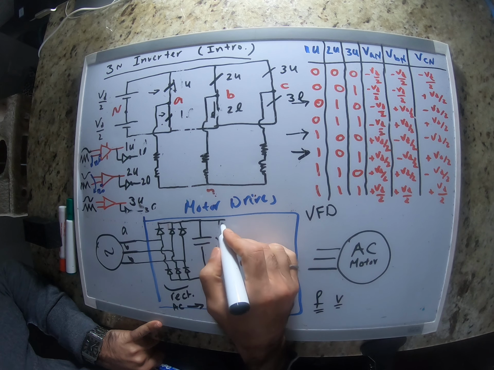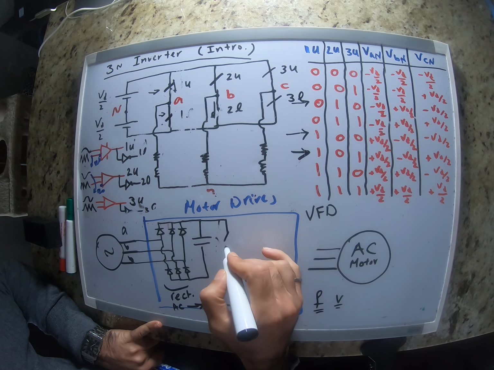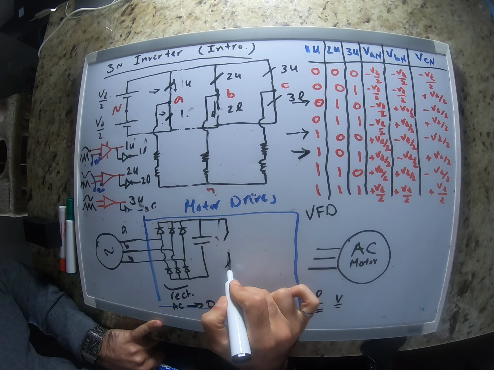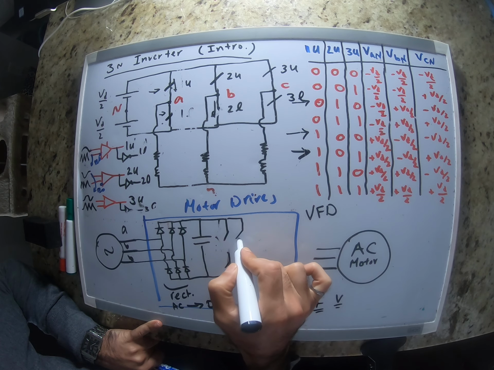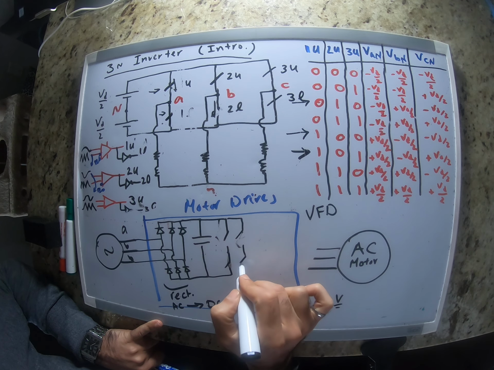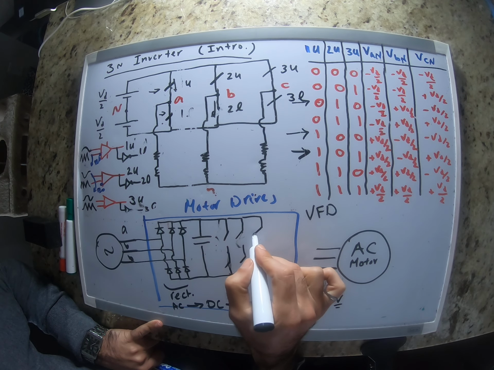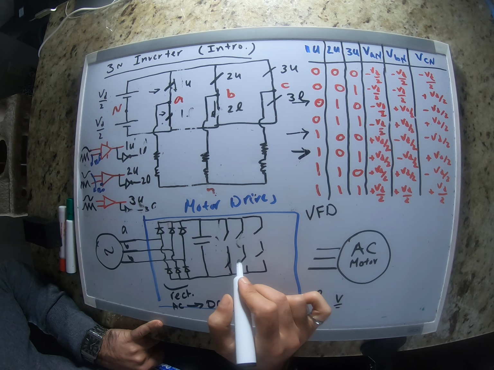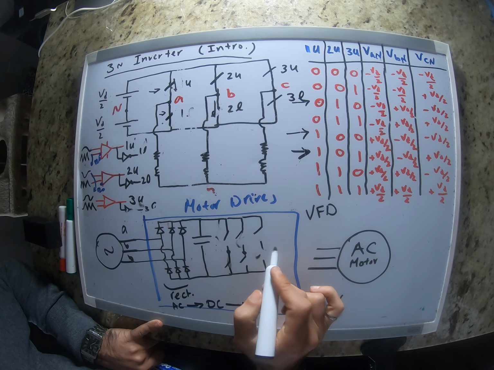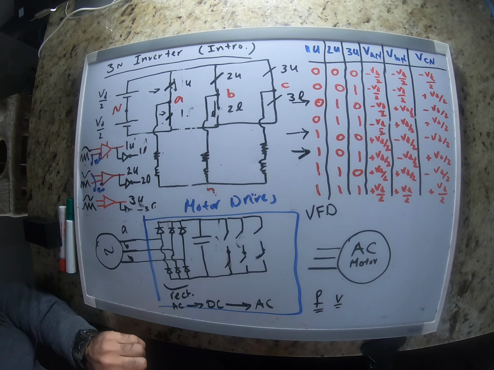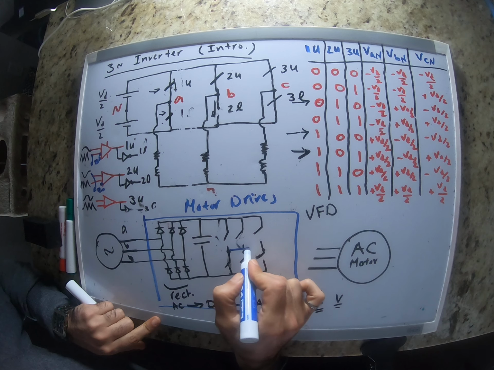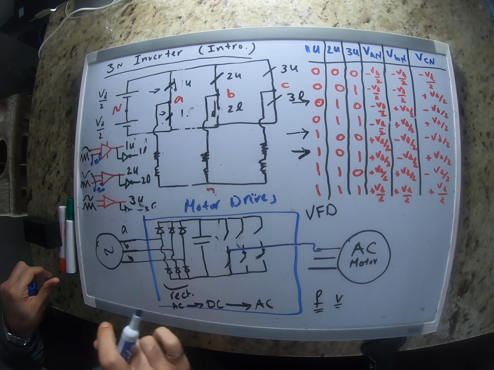So what we're going to have here is an inverter. Let me just draw switches like this. And this is going to be A, this is going to be B, and this is going to be C. So we're going to just supply the motor with these voltages.